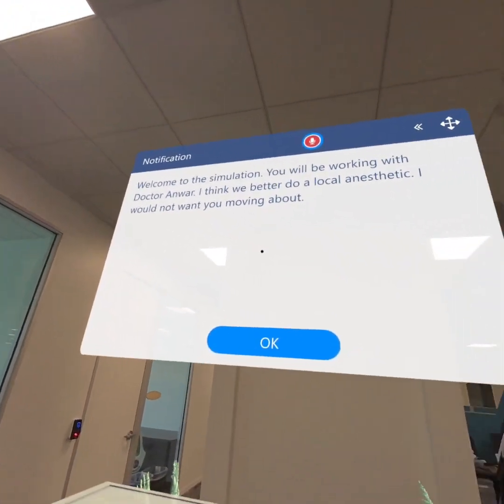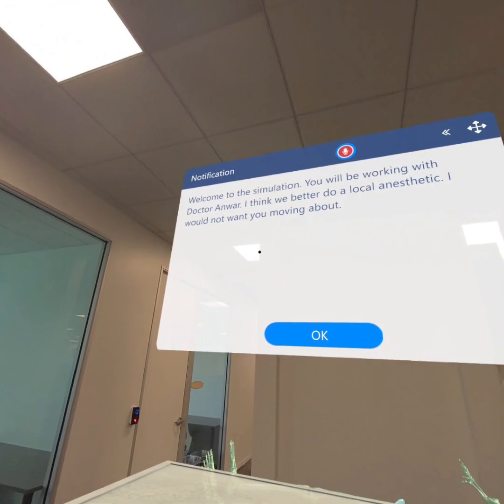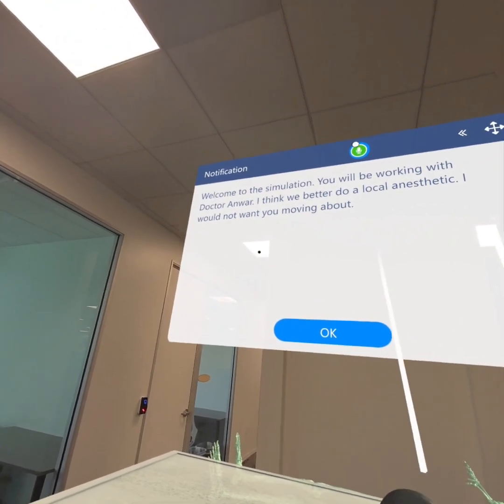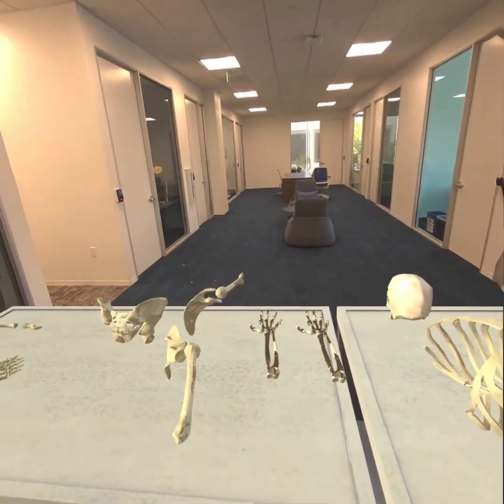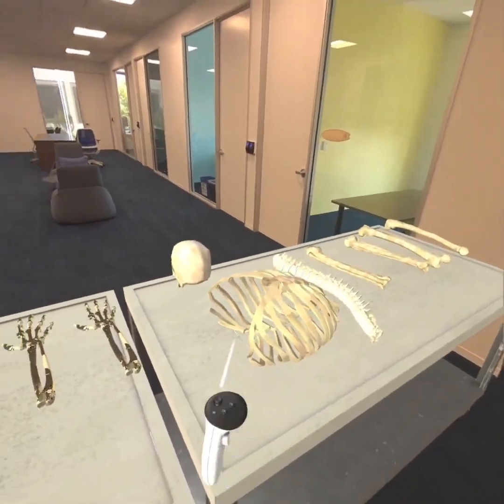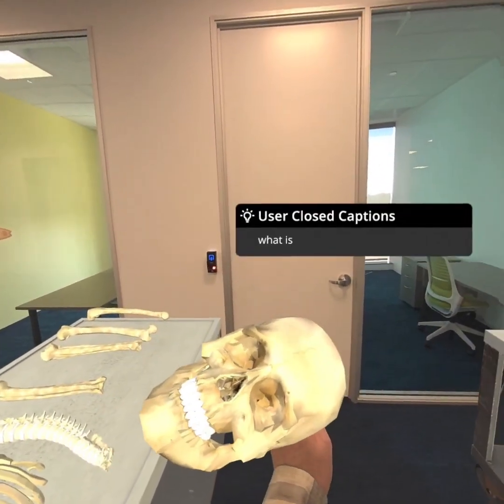Welcome to the Cadaver Lab Skeletal System Simulation. Here, you'll deepen your knowledge of human anatomy. What is this?